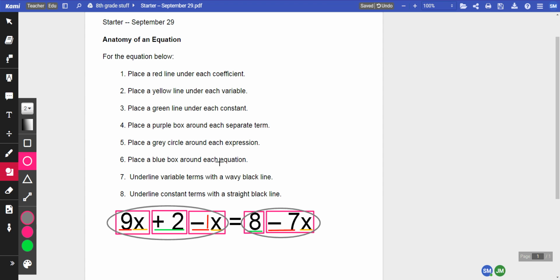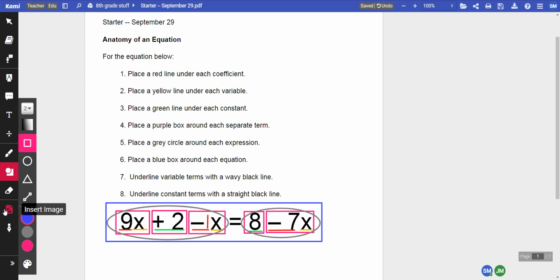Then place a blue box around each equation. The equation is the collection of terms that does have an equal sign. So blue box, there's my box, there's blue. Here we go. Blue box around the whole thing. The whole thing is an equation.